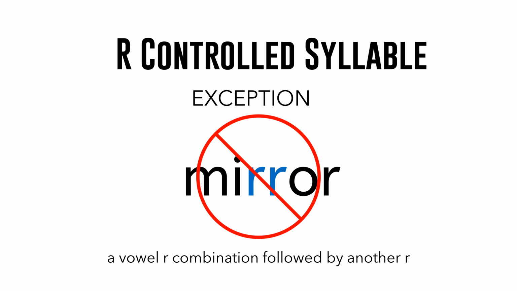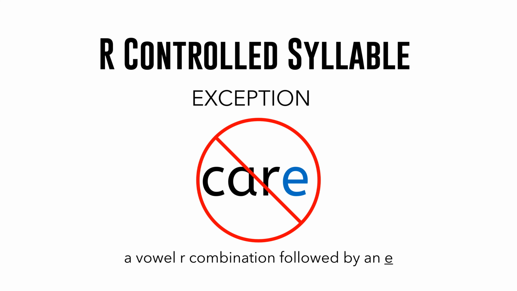There are a couple of exceptions that need to be noted. When there are two R's after a vowel, the syllable doesn't follow the vowel R syllable sound. The other exception is when there is an E after the combination.